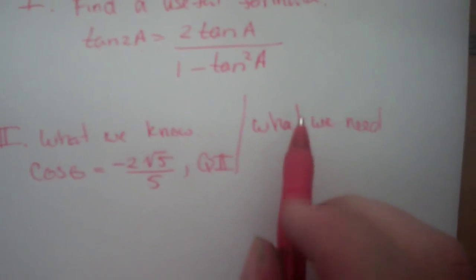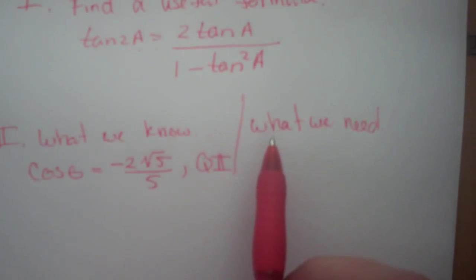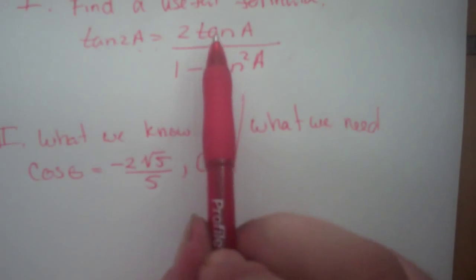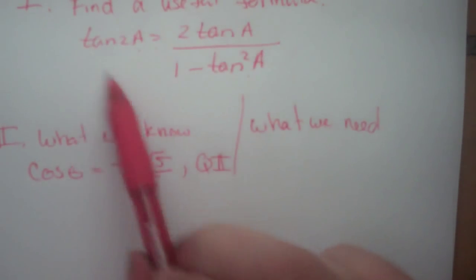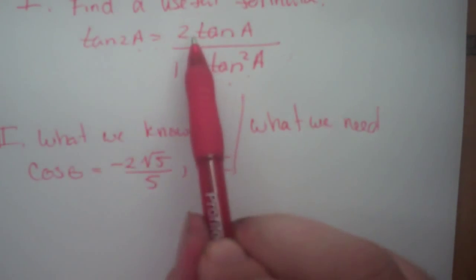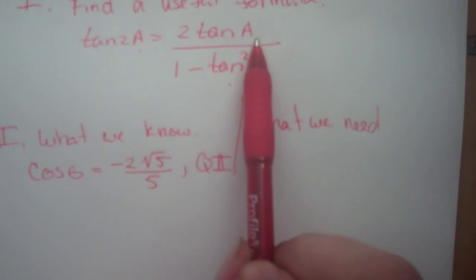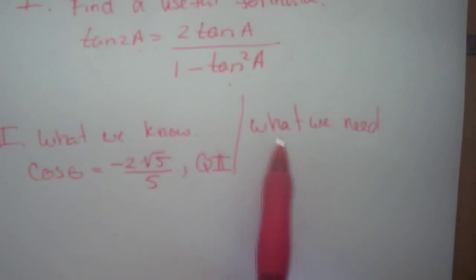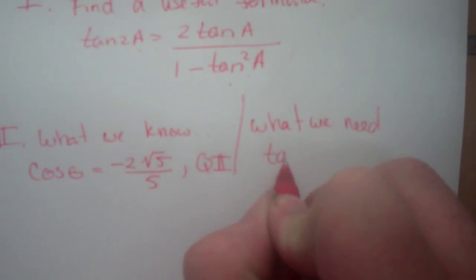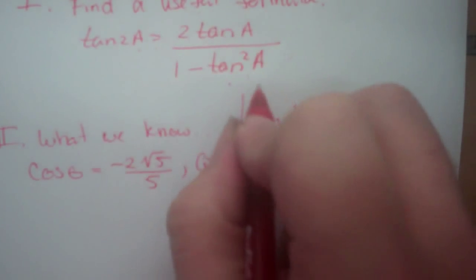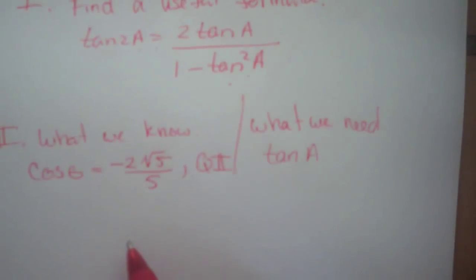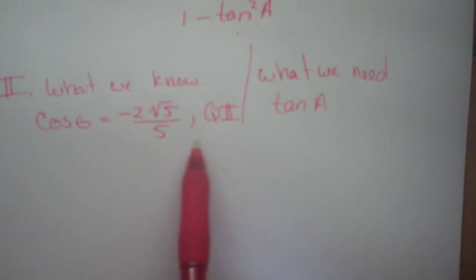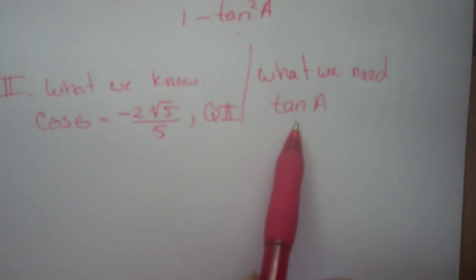What are we going to need? Well, what I mean by what it is that we need is you look at your formula and you say, what am I going to have to know if I'm going to use this formula? To use this formula, we need to know the tangent of a so we can use it on top and square it down here on the bottom. If we just knew the tangent of a, we could use this formula and then we could have our answer.